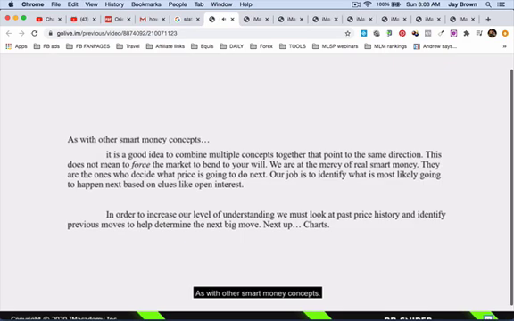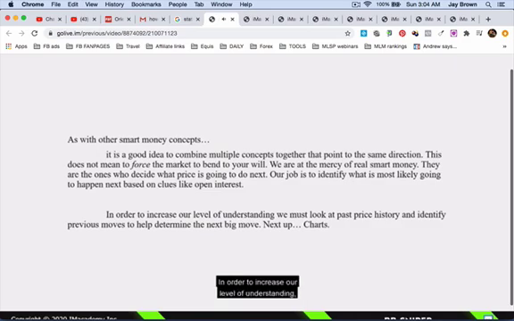As with other smart money concepts, it is a good idea to combine multiple concepts together that point to the same direction. This does not mean to force the market to bend to your will. We are at the mercy of real smart money. They are the ones who decide what price is going to do next. Our job is to identify what is most likely going to happen next based on clues like open interest.